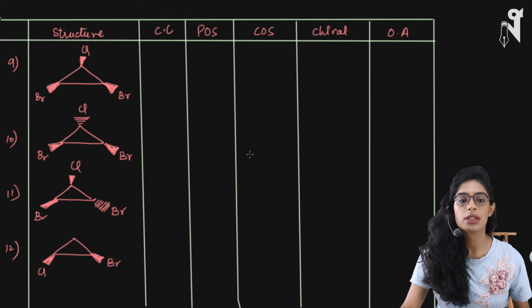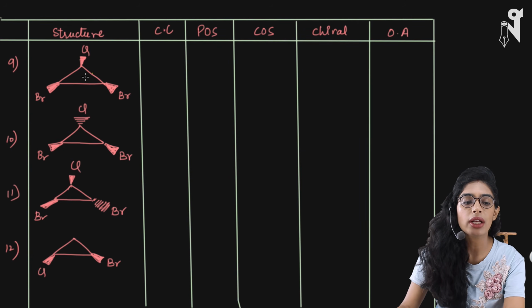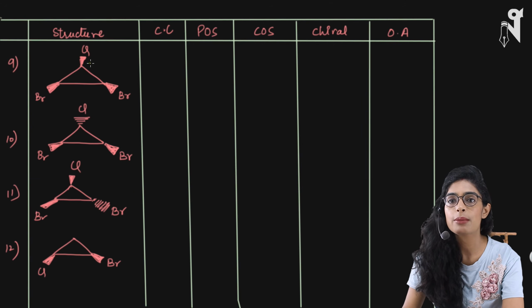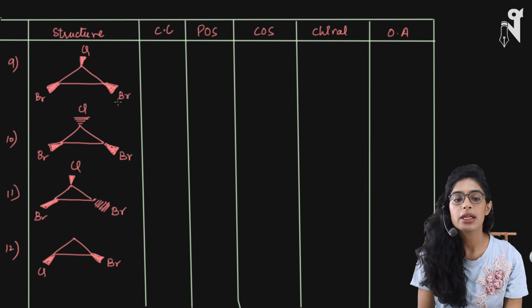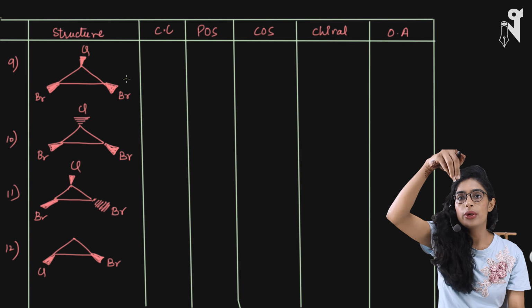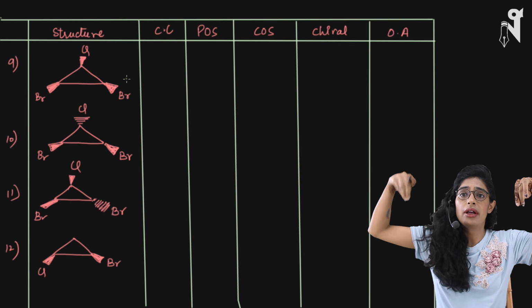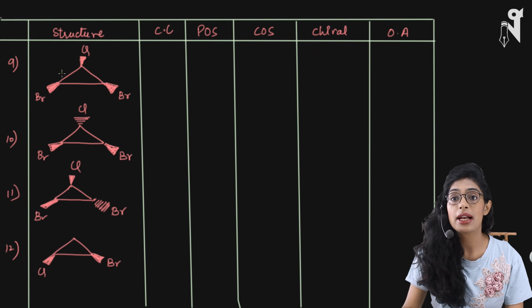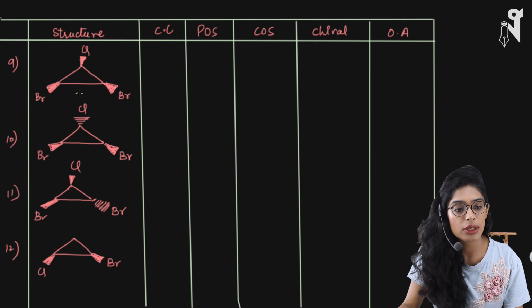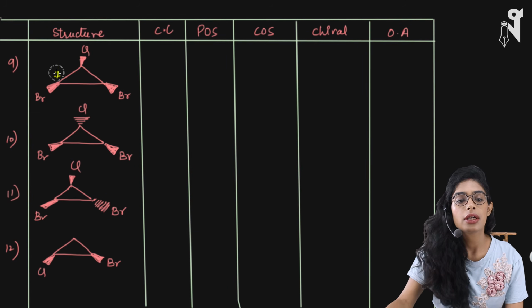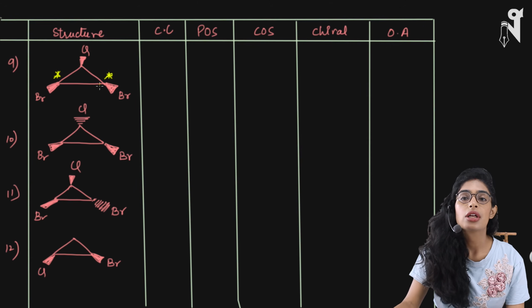So now, starting with the ninth question, what we have: one chlorine, two bromines, basically two same groups and one different group, all three facing towards the viewer, right? One is the chlorine over here, one bromine here, and one bromine here. Does it possess chirality? Let's see. First, we will check whether the chiral center is present or not. So this carbon seems chiral and this carbon also seems chiral, right? So we have chiral centers.